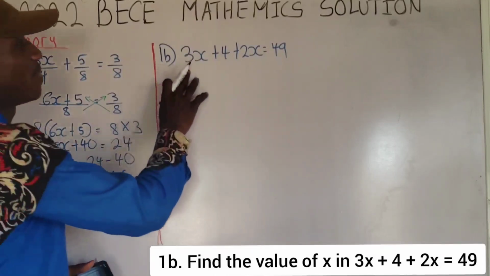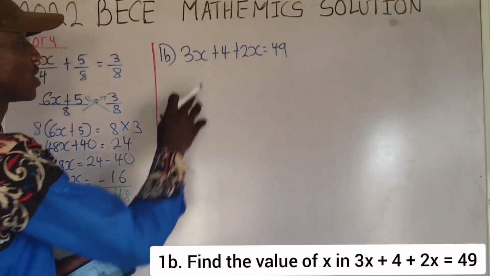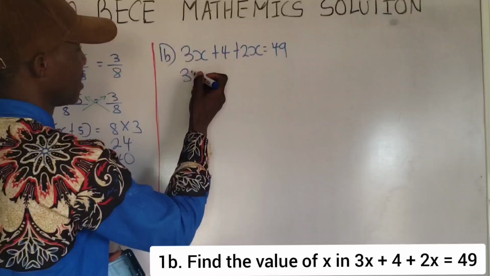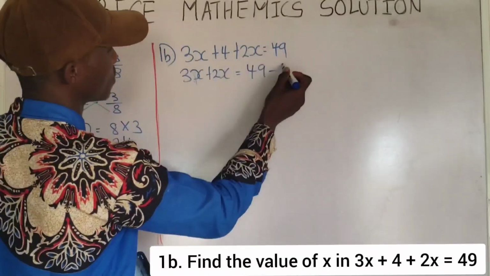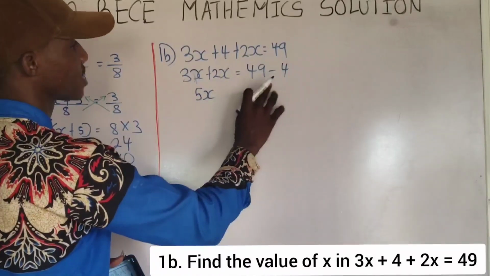So 3x and 2x, they are similar, okay? So I'm going to add 3x and 2x. 3x plus 2x is equal to 49 minus 4. 3x plus 2x is what? 5x. Do you know I got 49 minus 4?